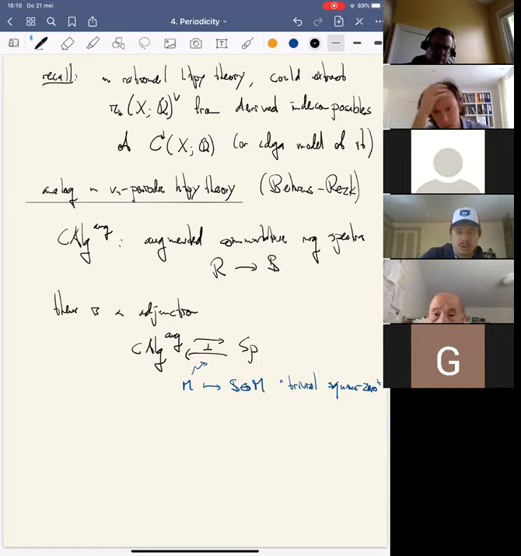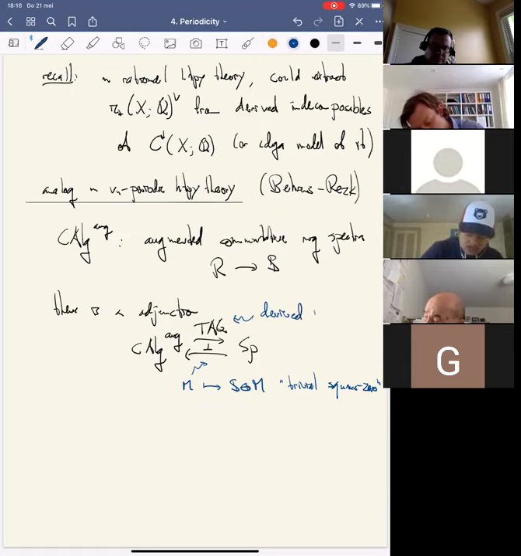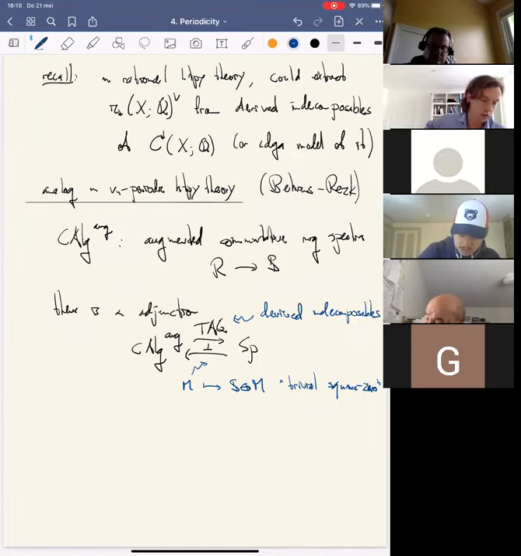I think Doug wants me to use this symbol, so I will. So the top one is the left adjoint, and this has a name. This is what's called TAQ. So this is really the form of derived indecomposables that I want to think about.